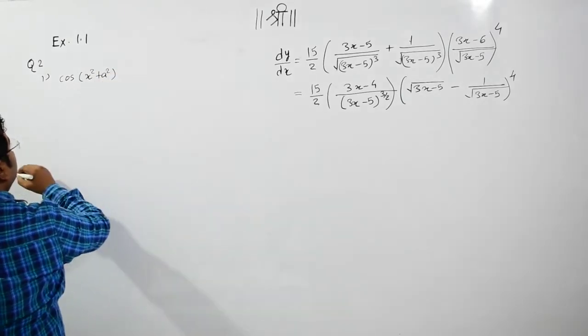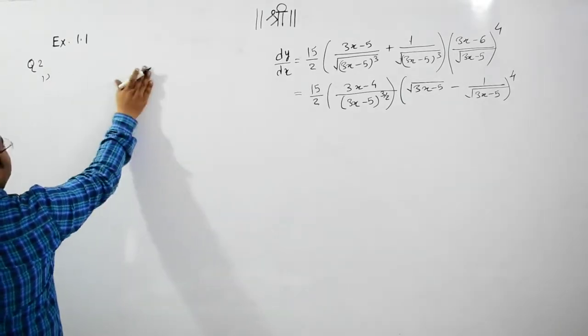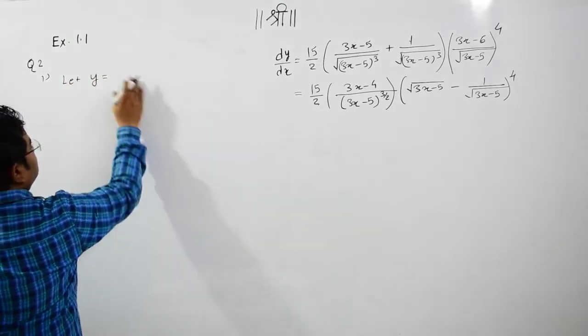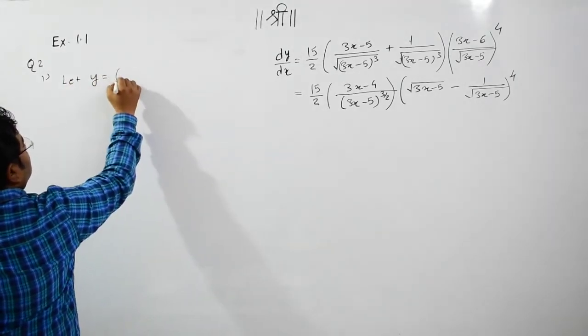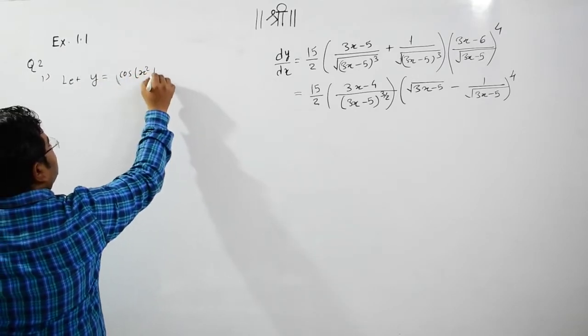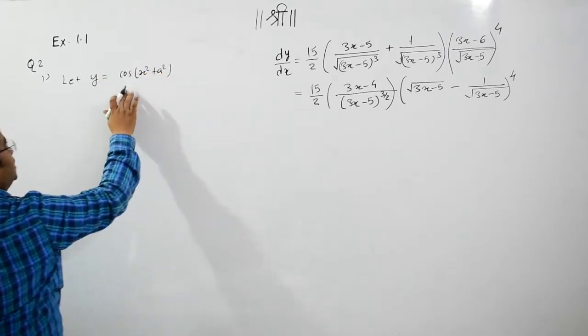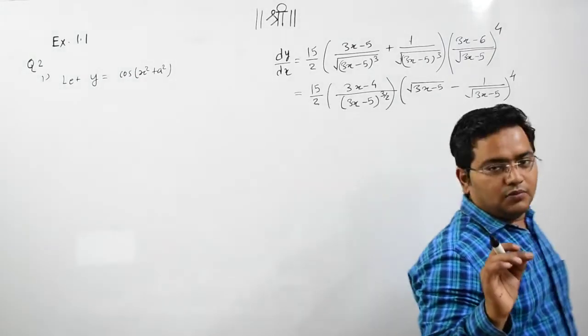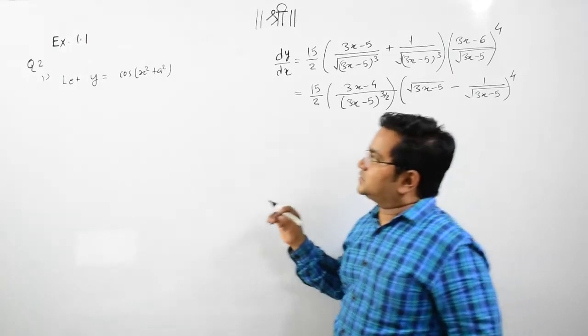Now next step, question number one: cos of x square plus a square. Now what I need to do is consider it. So let y is equal to cos of x square plus a square. Okay, so I am considering it. Possibly you will just write it like this.